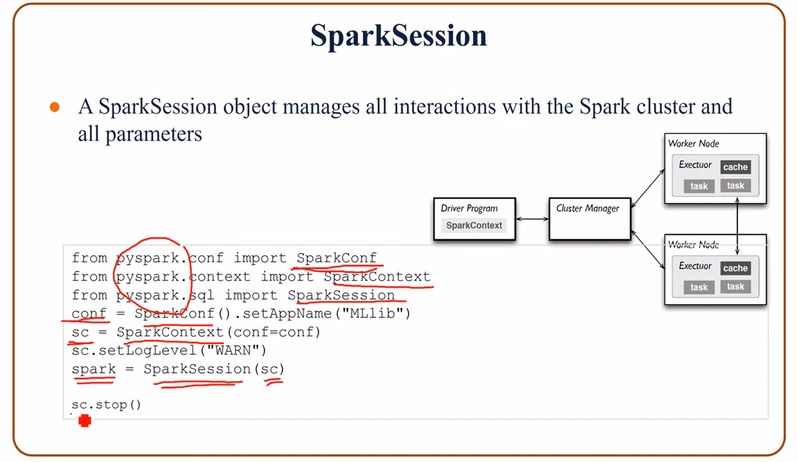And in order to stop a Spark context object, call the stop method of the object. Here you can think of the Spark context as an instance of Spark.